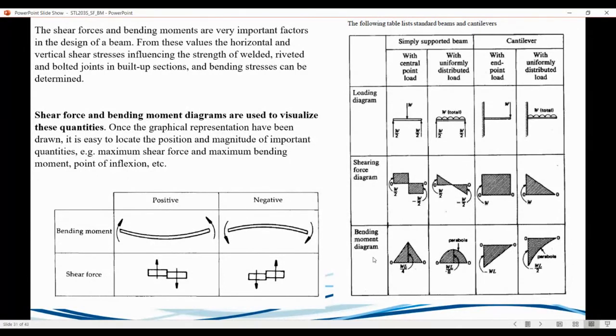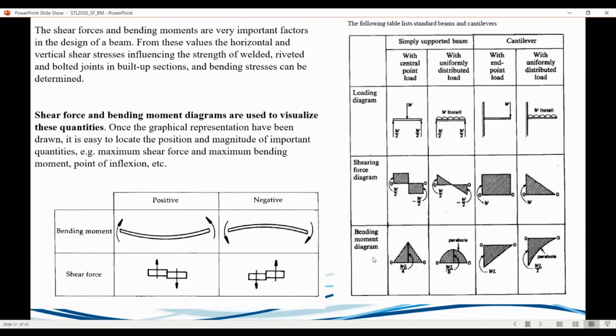But I'd rather say it like this. A positive bending moment will induce a compressive stress on the top of the beam, whereas the bottom will be a tensile stress. Negative would be a tensile stress on the top and a compressive stress at the bottom. Shear force, yeah, it's all over there.